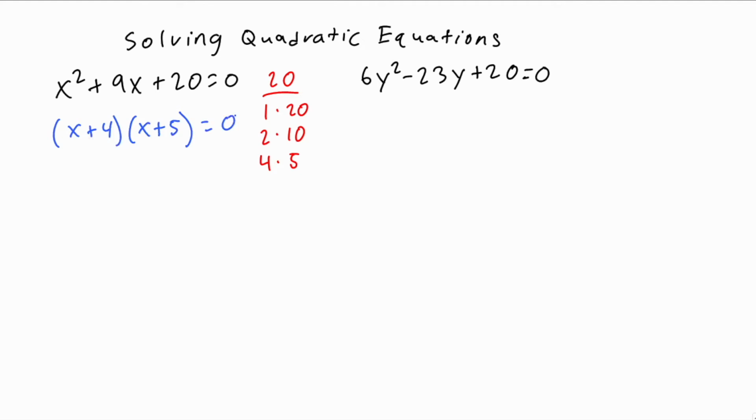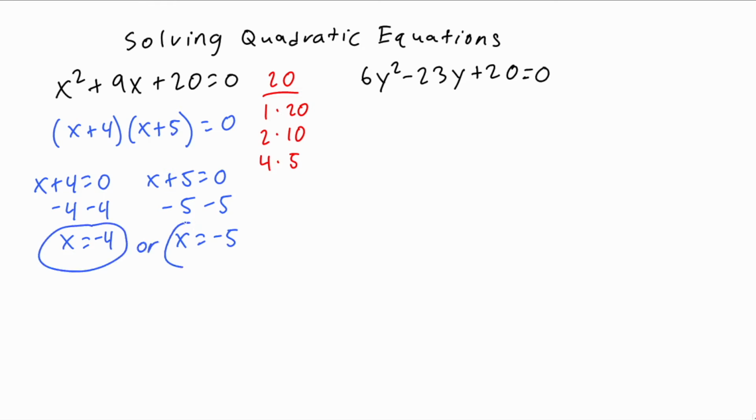And now we go to the zero product property. So we split them into two separate equations now. We're going to have x plus 4 equals 0 and x plus 5 equals 0. Subtract 4 from both sides. x equals negative 4. Subtract 5 from both sides, x equals negative 5. So we say x equals negative 4 or x equals negative 5. And again, we do need both answers.